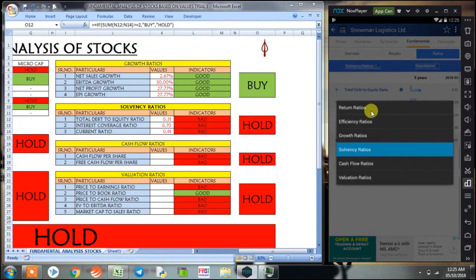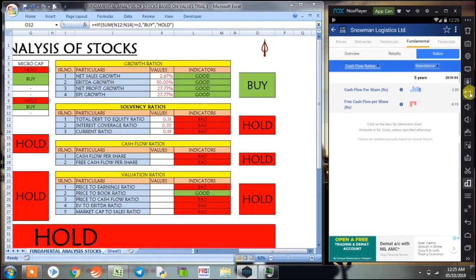Going further, we could go for cash flow ratios. Cash flow ratios, we have got two values. The cash flow per share is 2.2, so it is satisfactory. Here it's given as a good signal, whereas the free cash flow is minus 0.15. Now considering the business structure, it's a cash savvy business, and when we talk about free cash flow, if it goes in negative, then it is actually a problem for a cash savvy business. So it has given a bad signal here, but overall signal for cash flow ratio is buy.